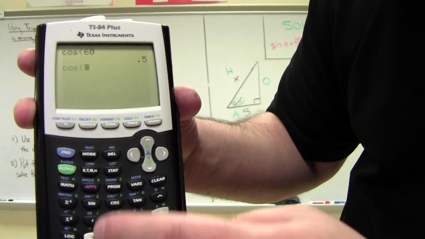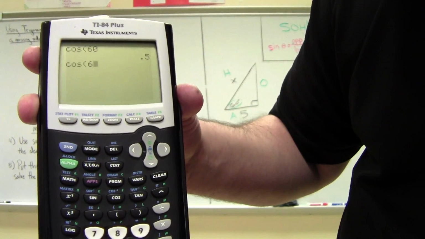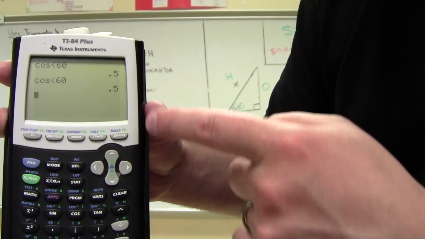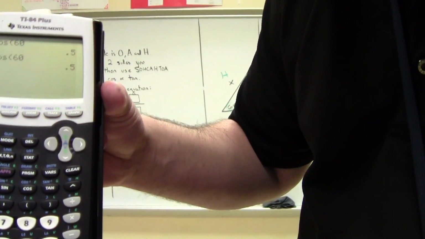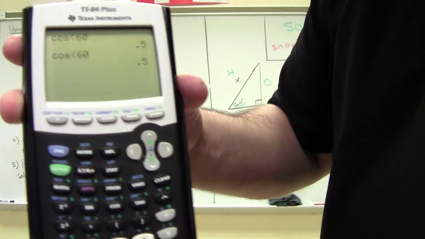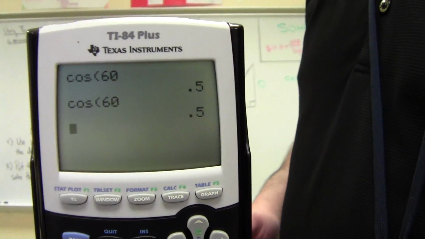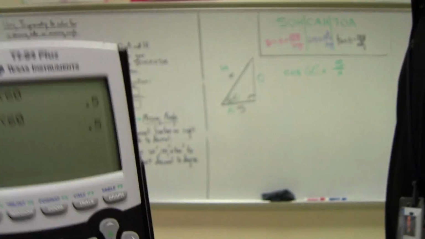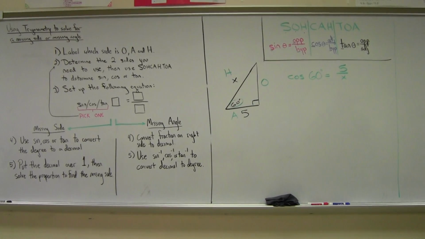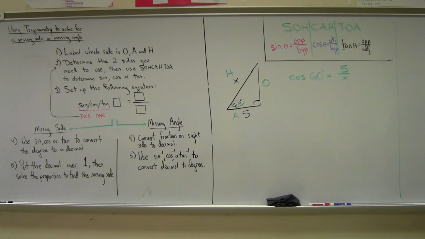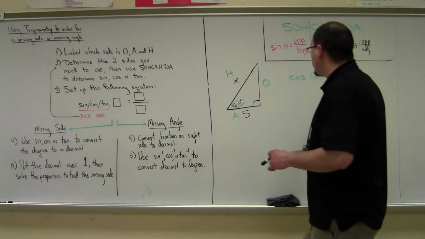So what we would do is we would hit cosine and then 60, and then you'd see you get 0.5 as your answer. So that's what we're looking to do with this calculator. So if you get a little stuck, just double check what mode you're in. And really that goes for any calculator, but that's the easiest one or the most likely one where that's going to be an issue. So anyway, back to our problem.